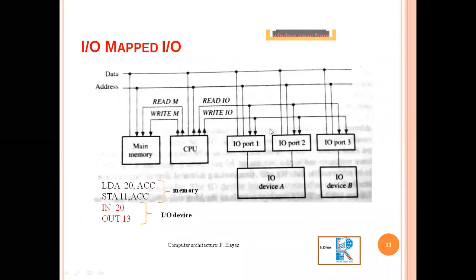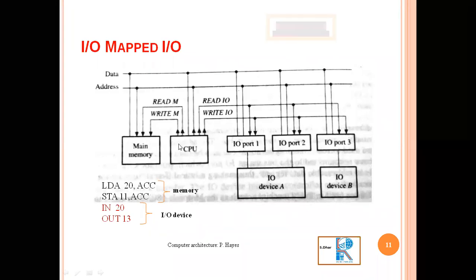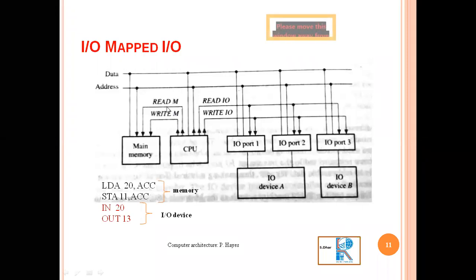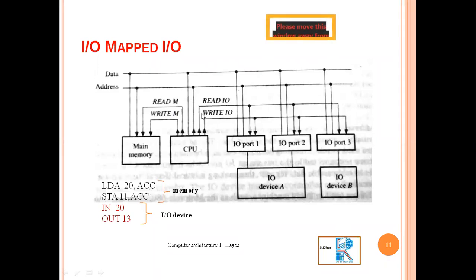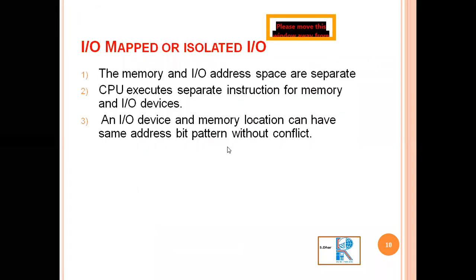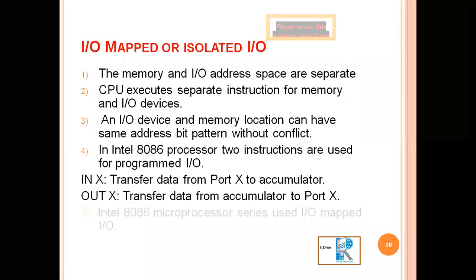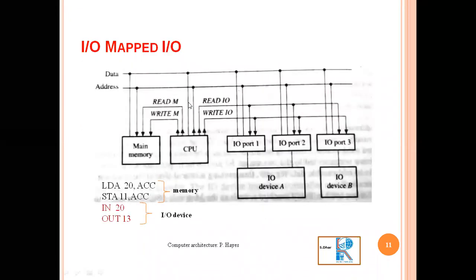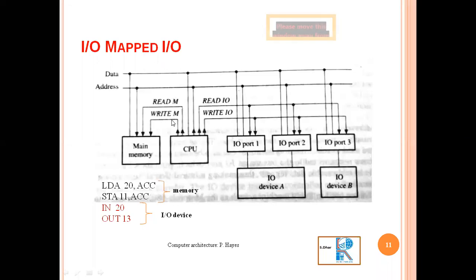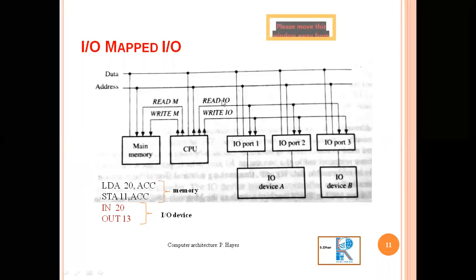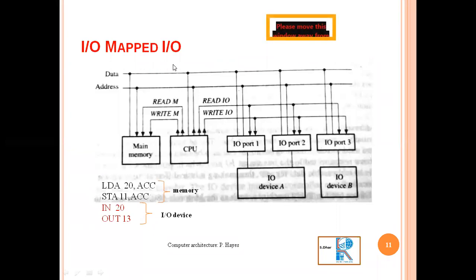See here the architecture of IO mapped IO. In this case, read and write signals are used, but the CPU uses, for main memory, read M and write M, two different signals, and for the IO port, read IO and write IO, two different signals. Clear? In the previous case, the same read and write signal was used for the IO port and memory, so this was a common line. But here in the IO mapped IO architecture, different control lines are used: read M for reading the memory, write M for writing the memory, read IO for reading the IO, write IO for writing the IO. This is IO mapped IO. This is not memory mapped IO.